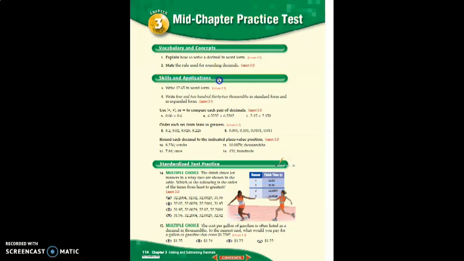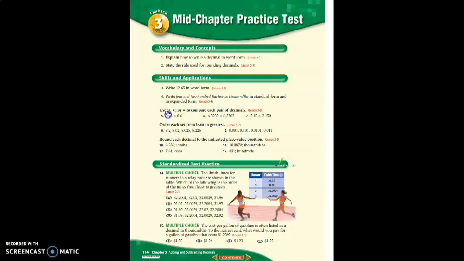Skill and Application. 3. Write 12.65 in word form. 4. Write 4 and 232,000 in standard form and in expanded form.